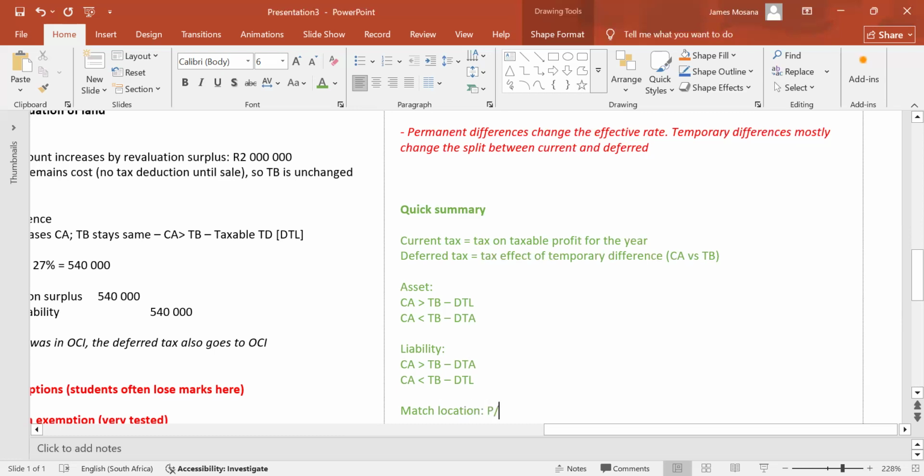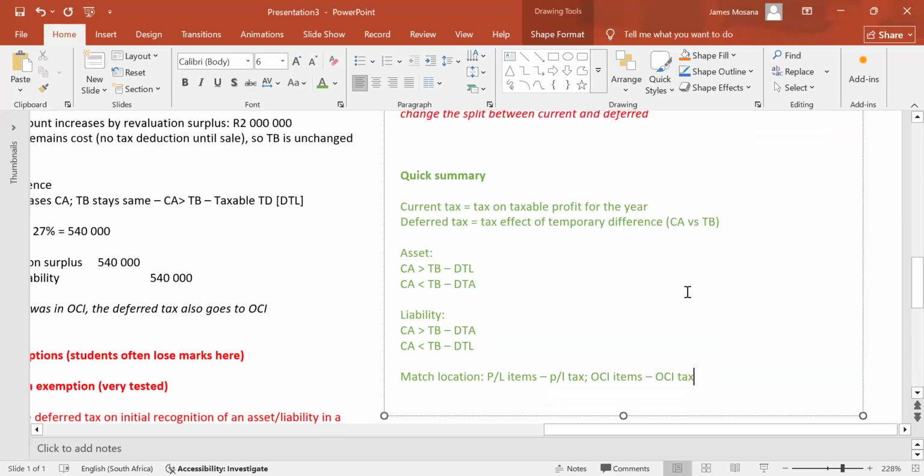So P&L items will have a tax that comes from P&L. Then OCI items will have a tax that comes from OCI. Right. Now, this is just a quick summary of something that I want you to grasp, because this relates directly to what we have done today.